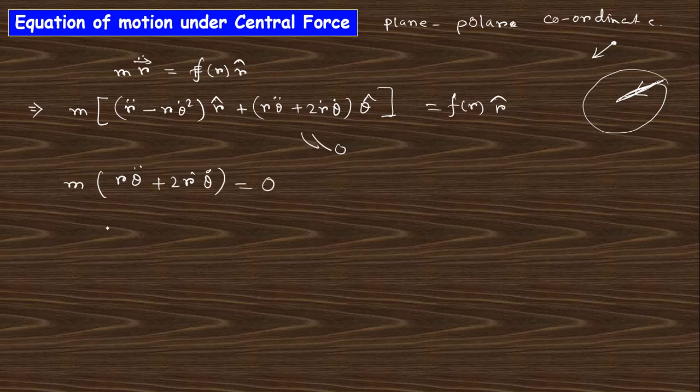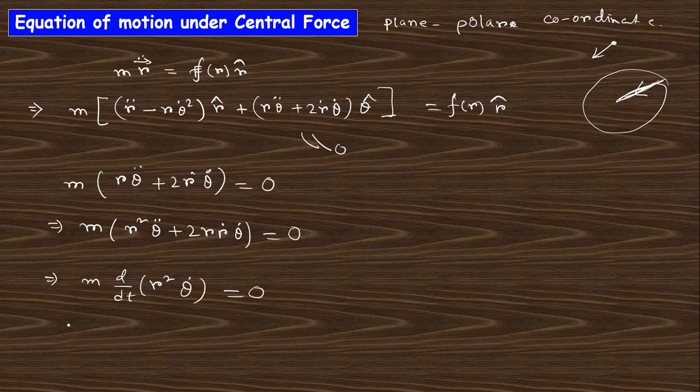Now if we multiply both sides by r, we get m (r square theta double dot plus 2 r r dot theta dot) equals 0. This can be written as d/dt of r square theta dot equals 0. So you can write that r square theta dot equals a constant, and this constant we can call h.